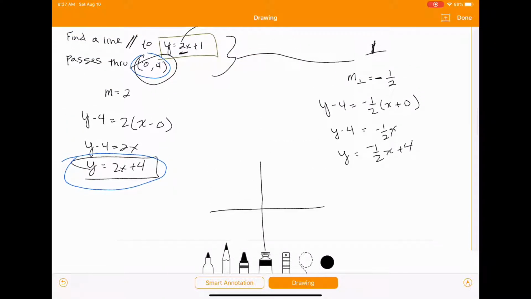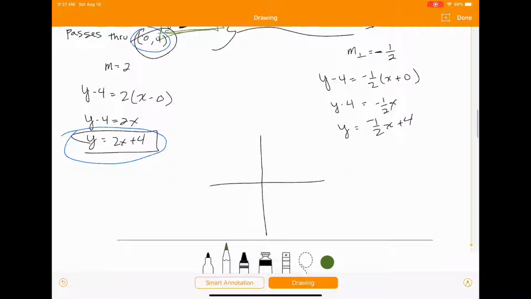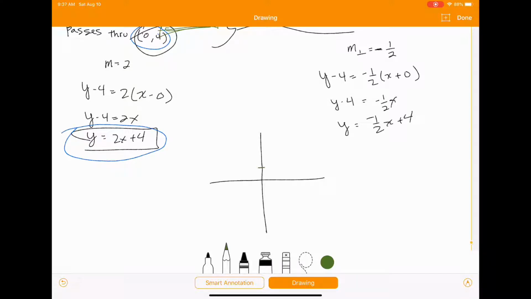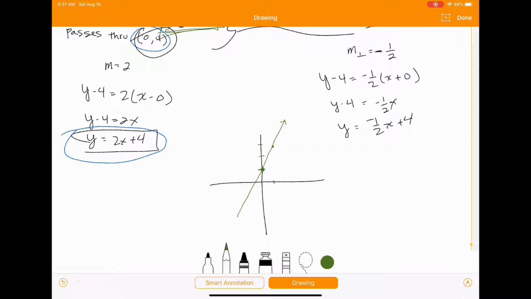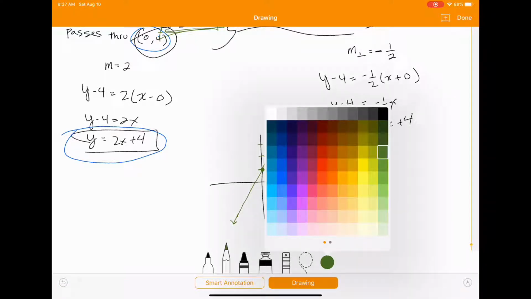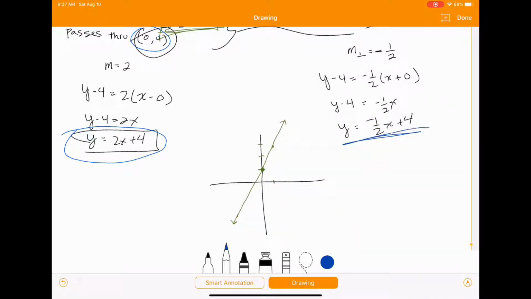all right, and maybe I'll graph it more to scale this time. Again, green, I'll do this first one. So we're going to have a +1 as our y-intercept, and then 2x is our slope. So 1, 2, to the right 1. That's going to be our original line. And then we needed a line that was perpendicular. And so we found this equation here, and I'll graph that in blue.